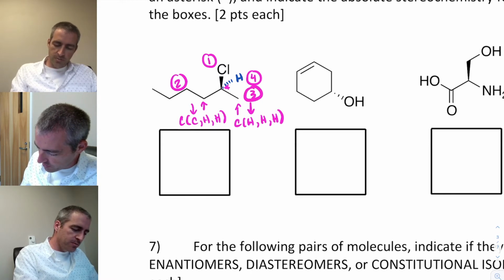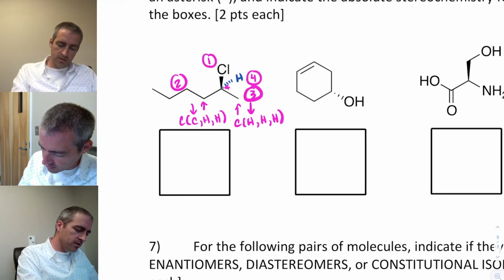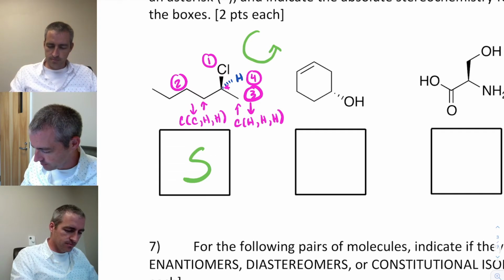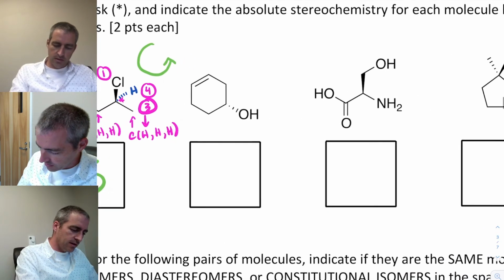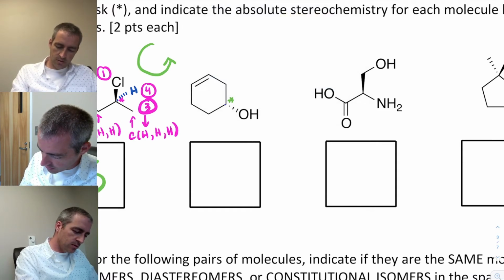Lowest priority group is back already. I'm going to change to green. So 1, 2, 3 goes around in a counterclockwise fashion, meaning this one is S. Next structure, chiral center is there. Let's draw in our missing atom.